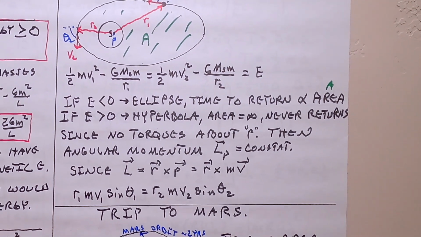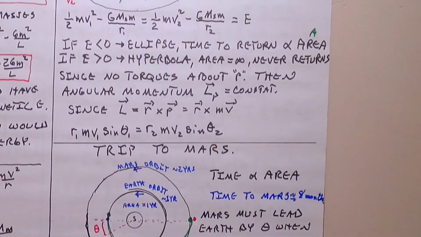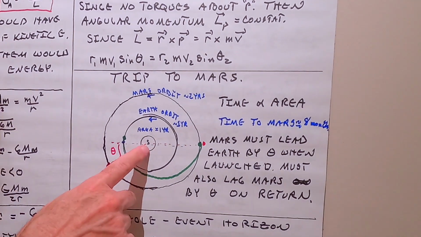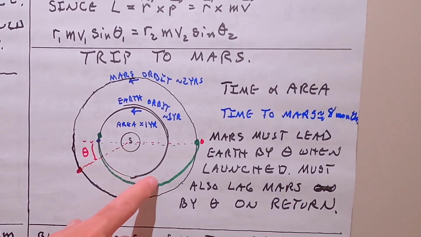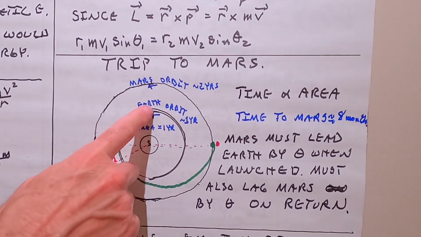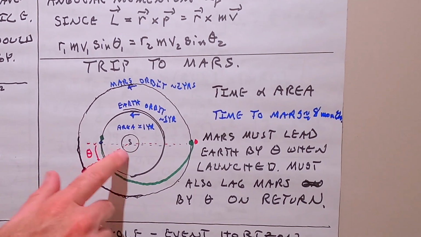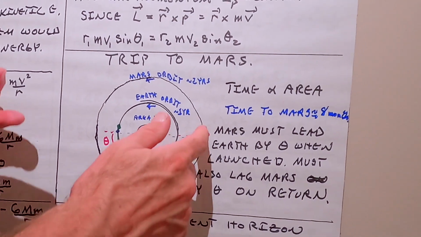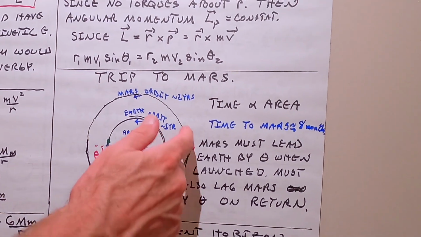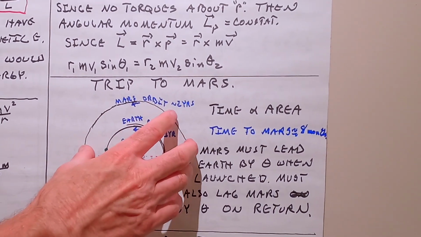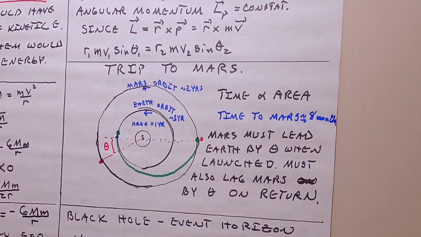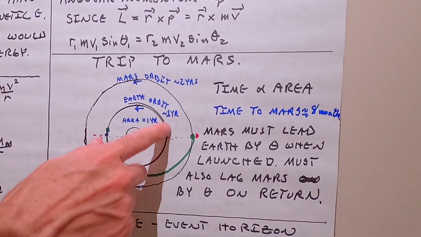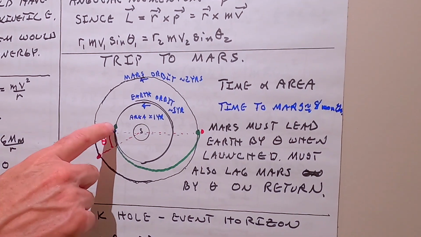Now suppose you wanted to go to Mars. You keep talking about going to Mars here. Here's the sun. Here's Earth's orbit. Earth takes 1 year to go around, so this area right here corresponds to 1 year. Mars, it takes around 2. It's not exactly 2 years, but let's say it takes 2 years to go around, so this area corresponds to 2 years.